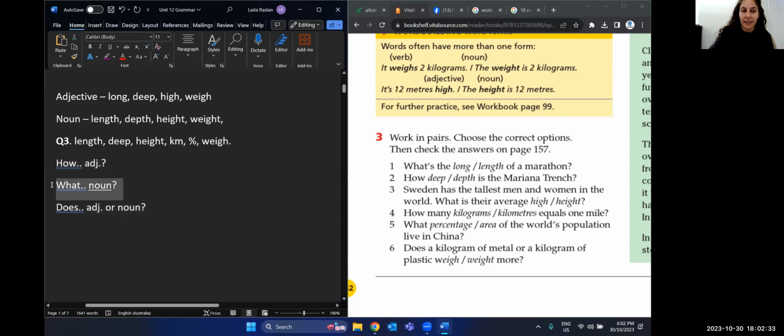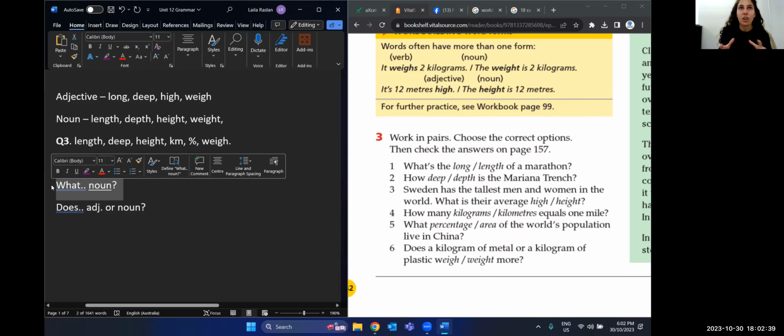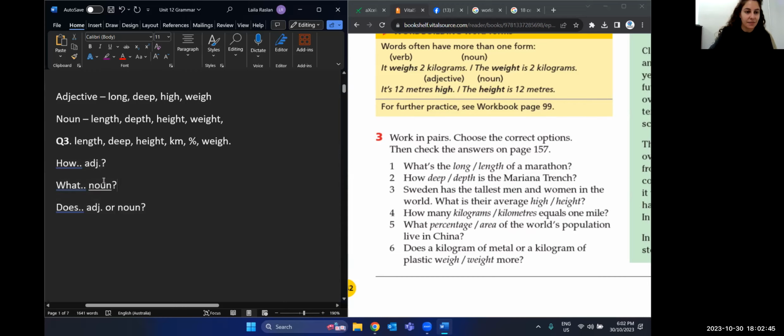What is usually about a noun. So what book are you reading? What country are you going to travel to? What language are you learning? So that's how you know. And does, you could use both. You know, does she have long hair? Does he have a book? So does really can be used with both.